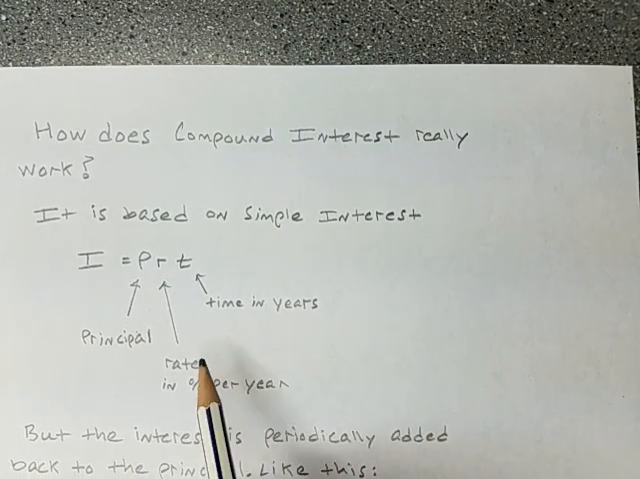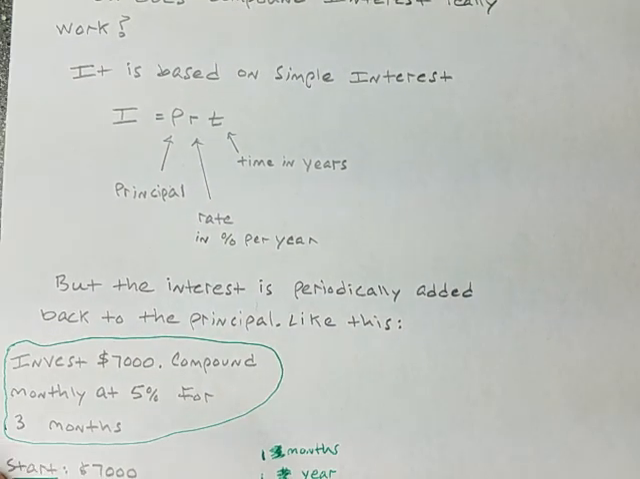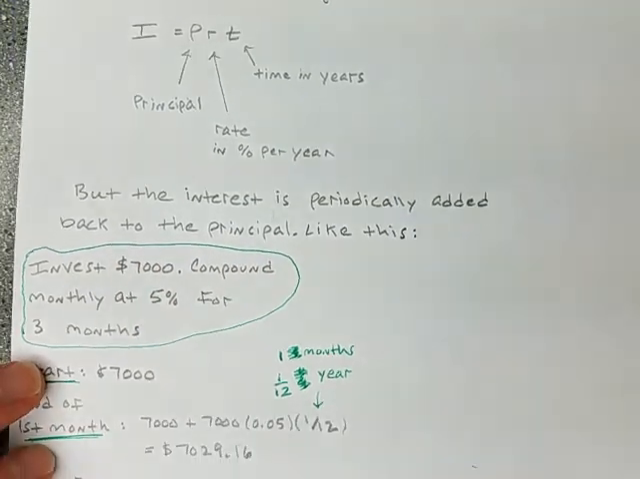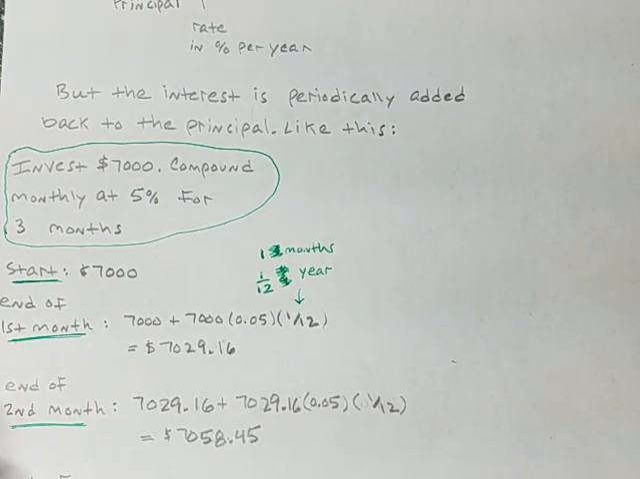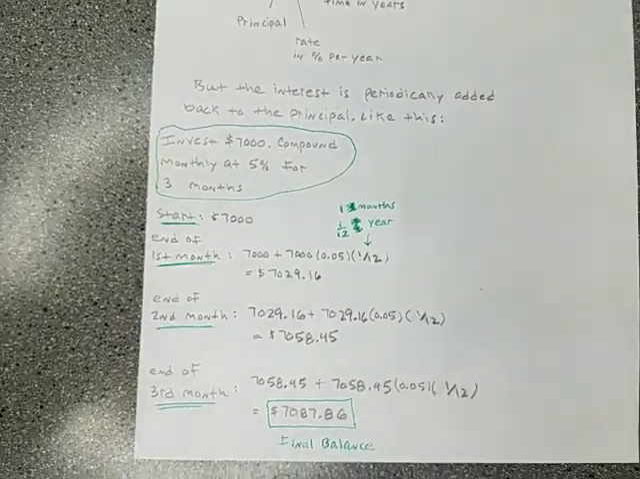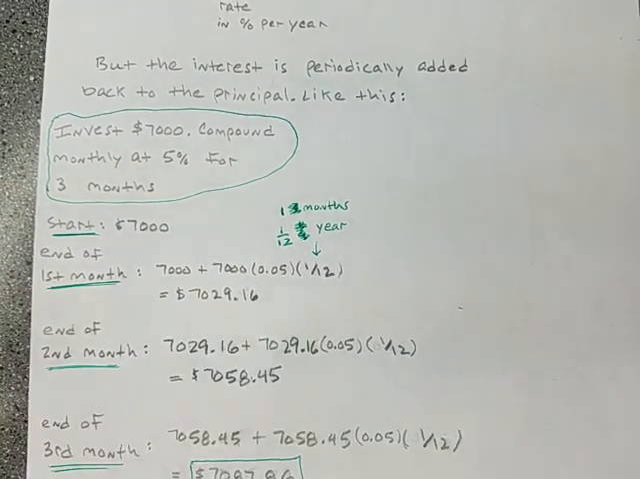Okay? The rate will be in percent per year, and the time will be in years. But in compound interest, the interest is periodically added back to the principal. So here's the way it would really look, if we were looking at it one period at a time. All right, so let's see if you can see all this.